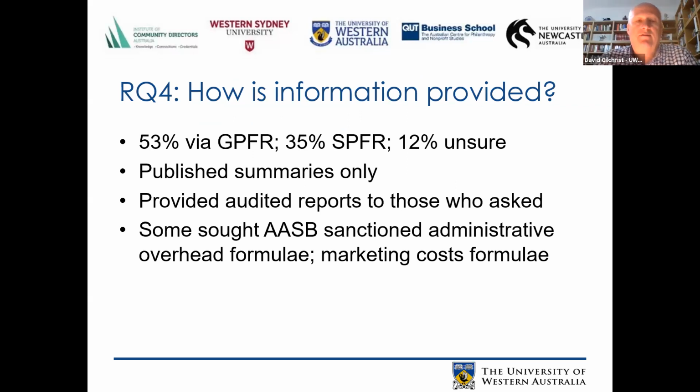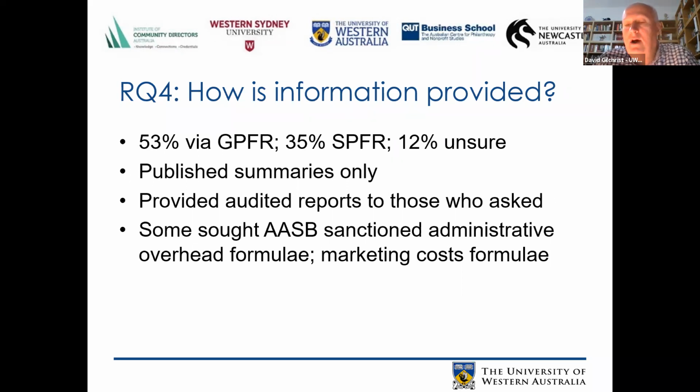So RQ4, the final research question, and I've got a few minutes left to go over this. First and foremost, we found in those people that participated, about 53% of those charities and not-for-profit organisations prepare accounting standard compliant financial reports. 35% prepare uncompliant reports, and interestingly, about 12% were unsure about what the status of their compliance was. What do they publish?